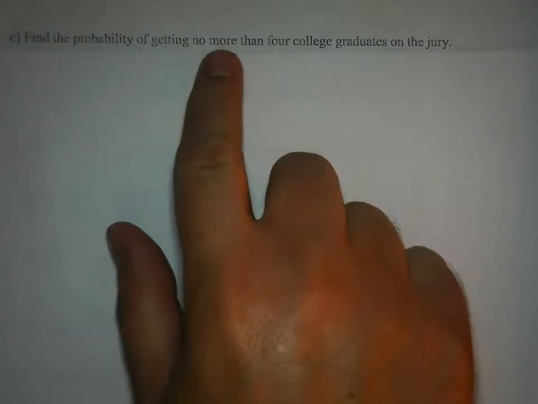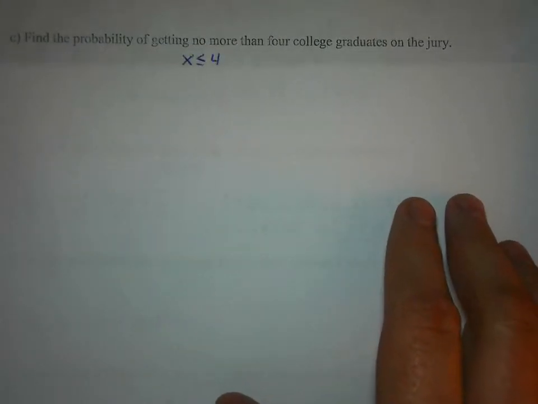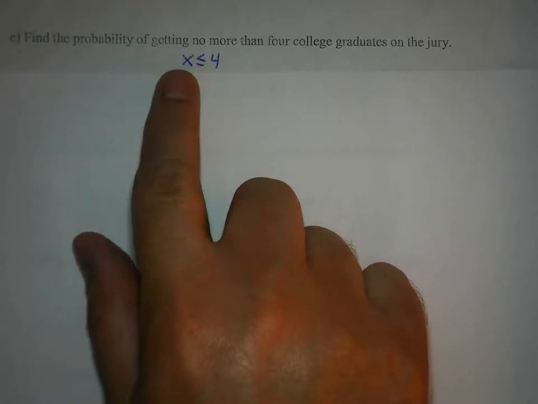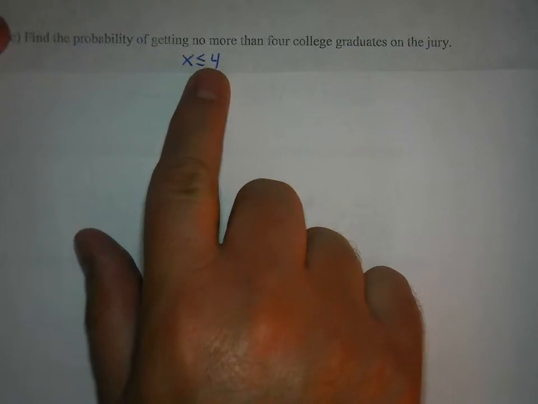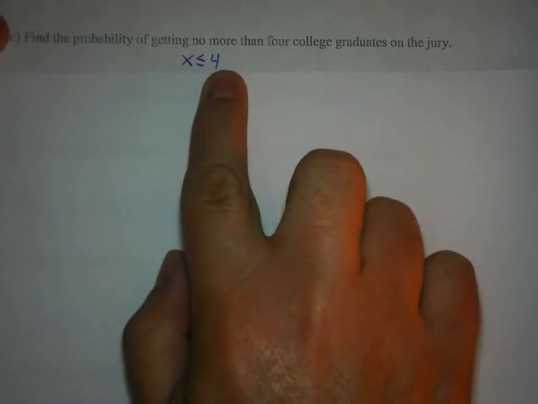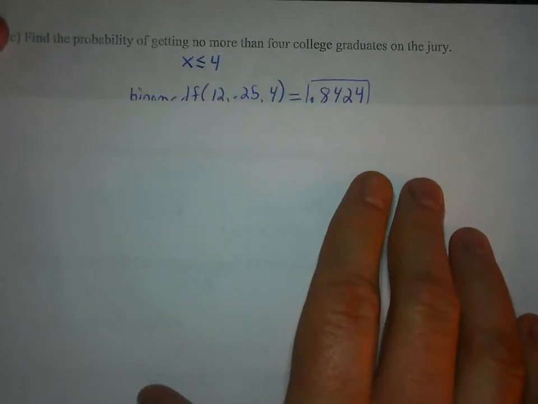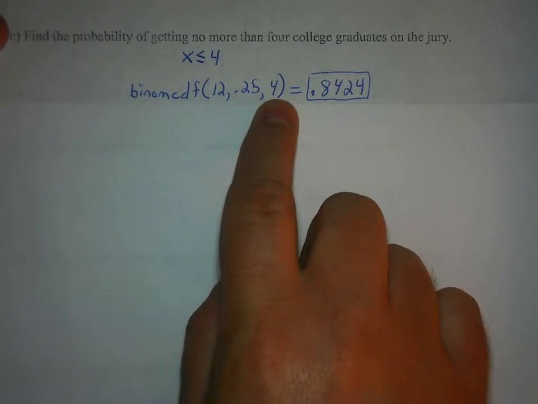The probability of getting no more than 4 college graduates. Well, no more than 4 would mean 0 through 4. So that would be x is less than or equal to 4. So the number of graduates is less than or equal to 4. So here's a case where we want to include 4. So we want to find the binomial CDF up to 4 and including 4.